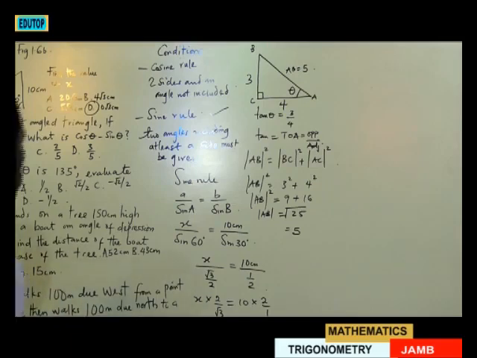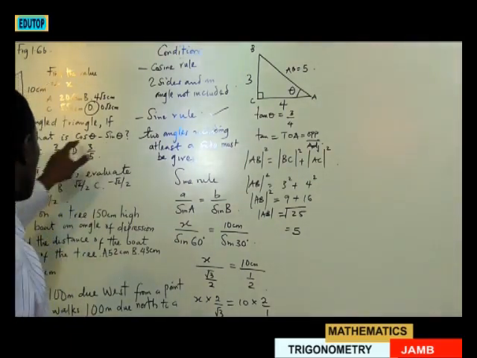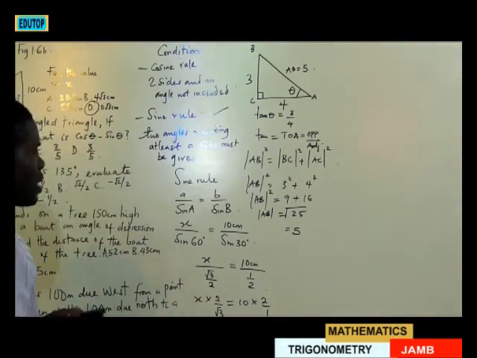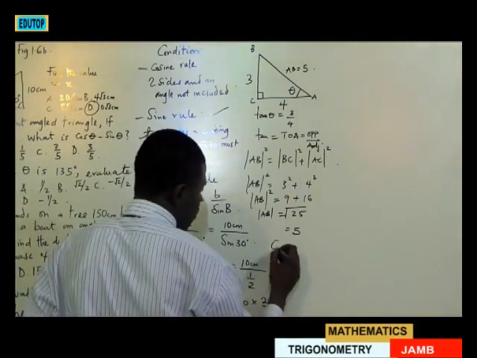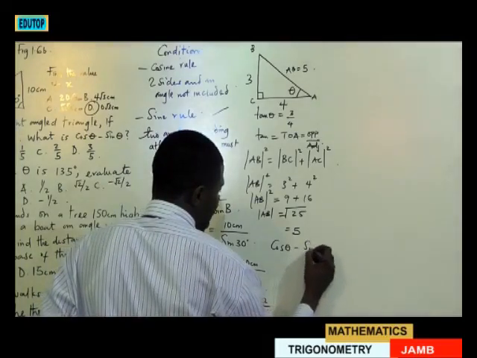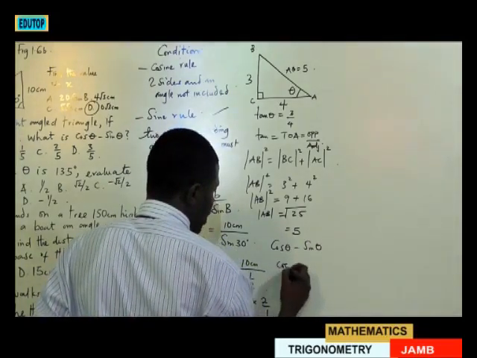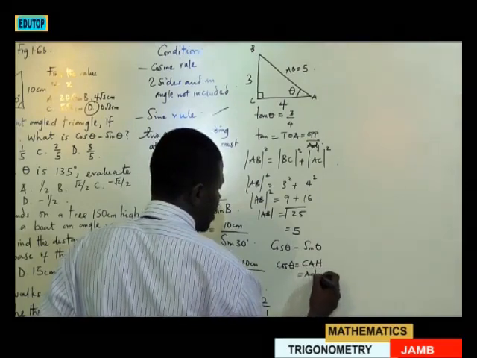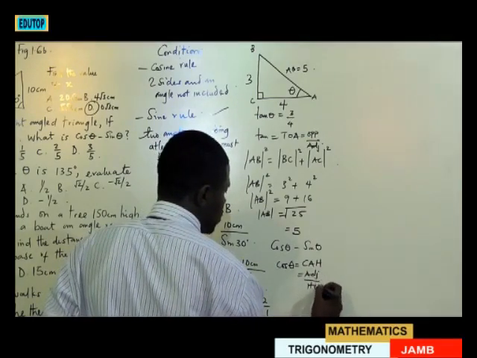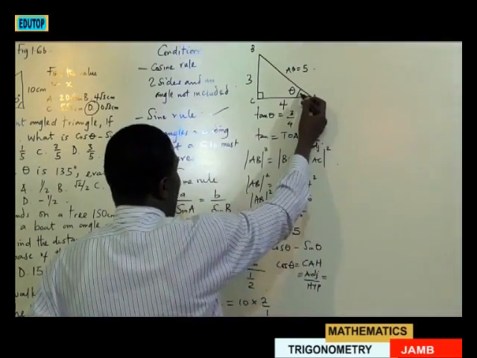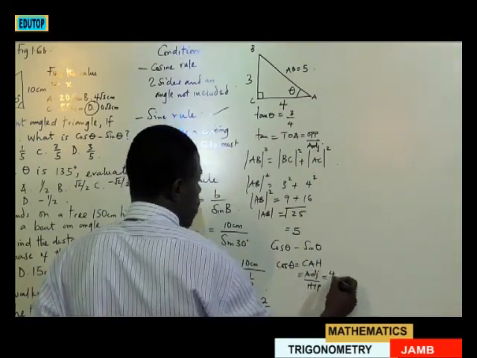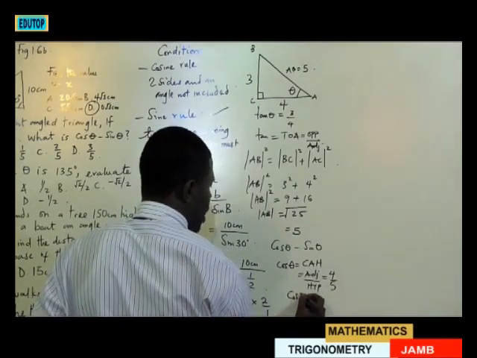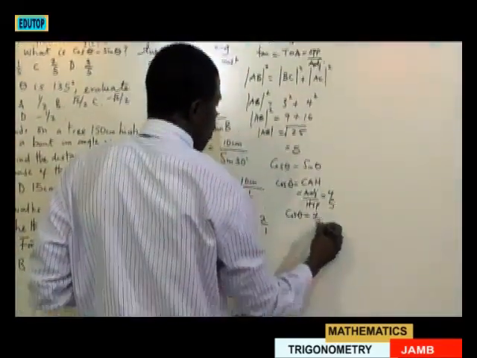Are we to stop there? No. The question asks us to solve for cos theta minus sine theta. So we do it stepwise. Let's look for cos theta first. Cos theta is CAH. What is CAH? Adjacent over hypotenuse. So what is our adjacent to this angle? It is this one, 4. What is our hypotenuse? 5. So that means our cos theta will be equal to 4 over 5.